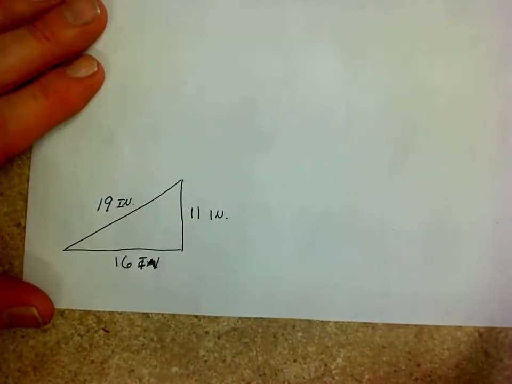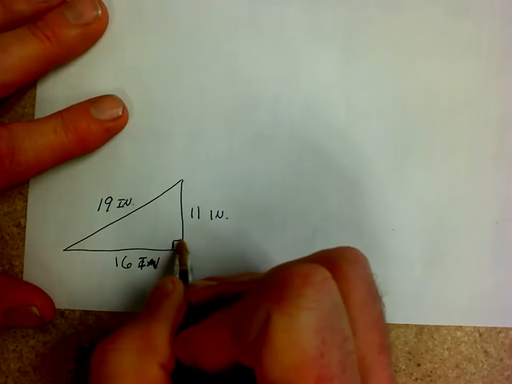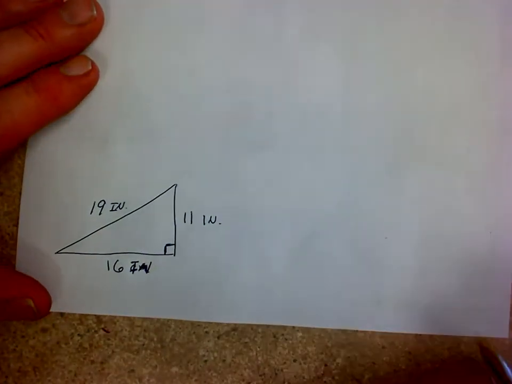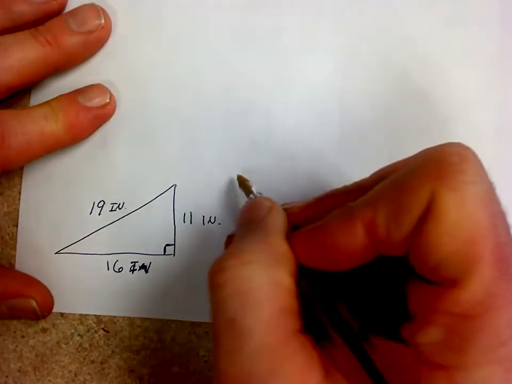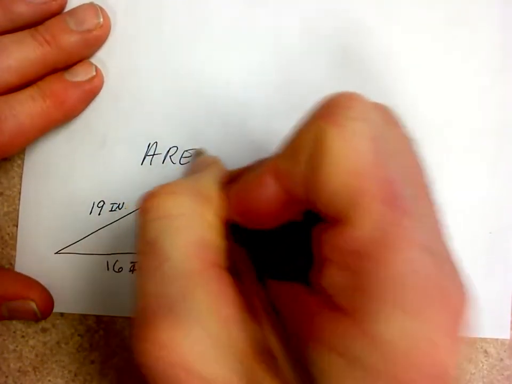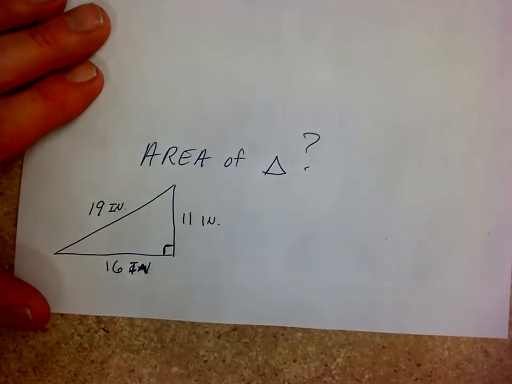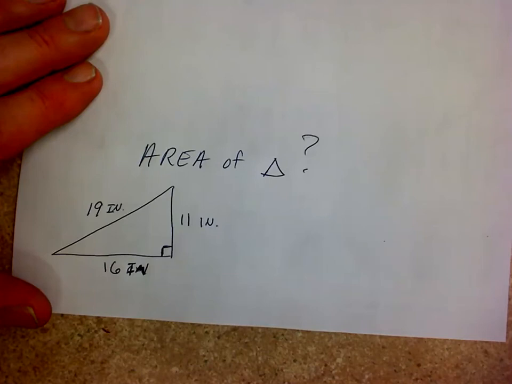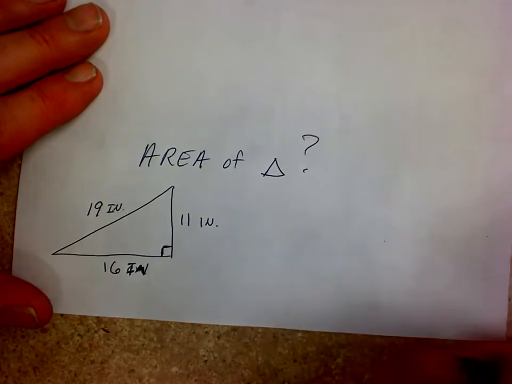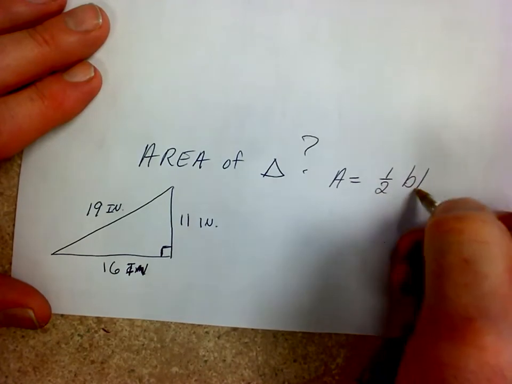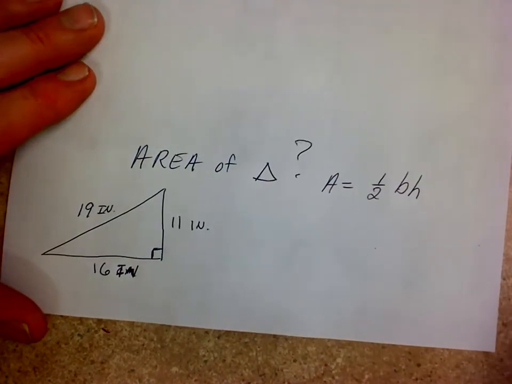Okay, second option we may be given down here, we have a little right triangle. That's 11 inches by 16 inches by 19 inches. So the question is, what's the area of the triangle? Again, we're going to need to recall a formula for area of a triangle. Our formula for the area of a triangle is 1/2 base times height. That's our formula for the area.